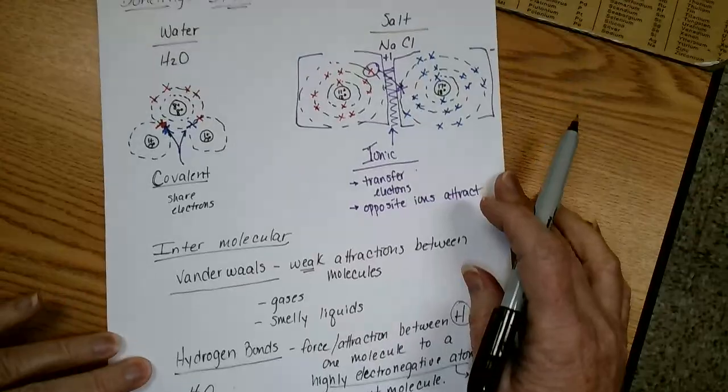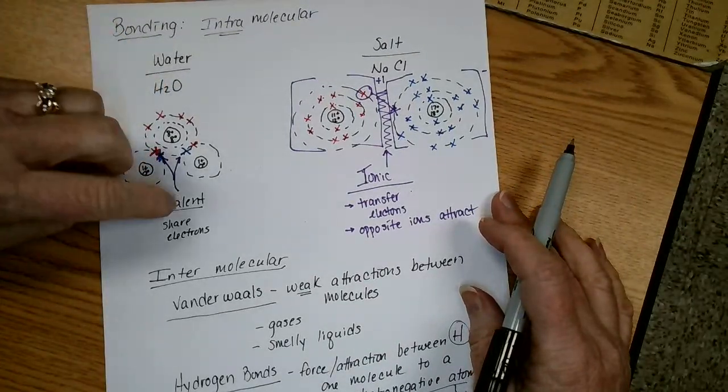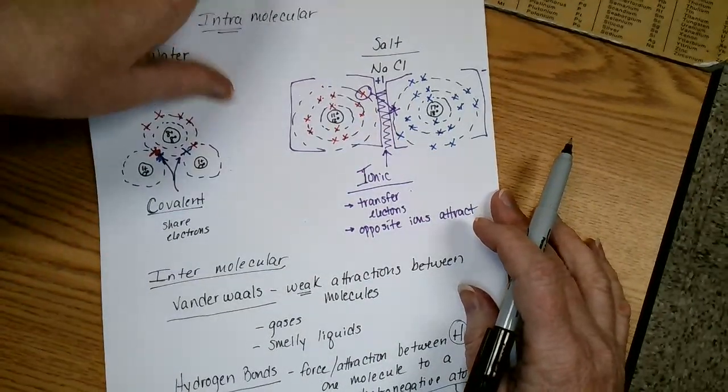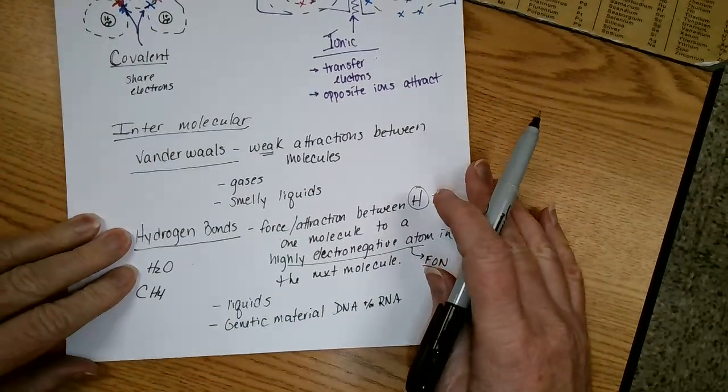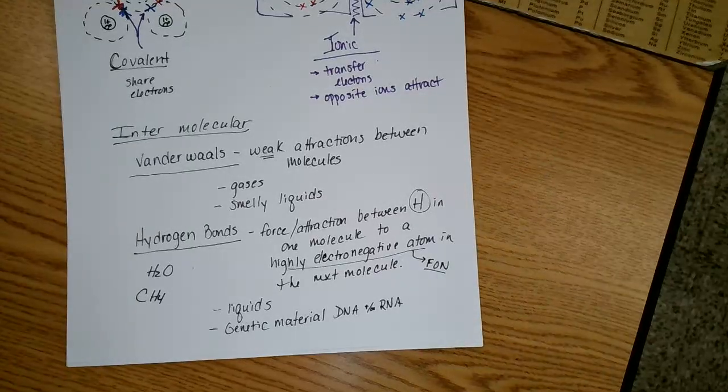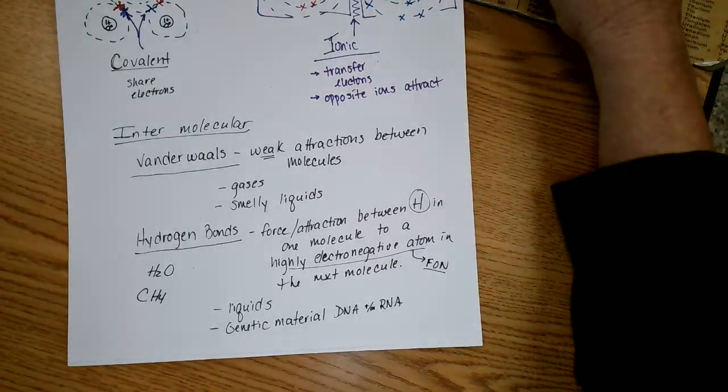So right now, we just need to know the intras are covalent and ionic, and the inters that we have to be concerned with are van der Waals and hydrogen. So in biology, that's really all that matters when it comes to bonding. And that's it for our bonding video.